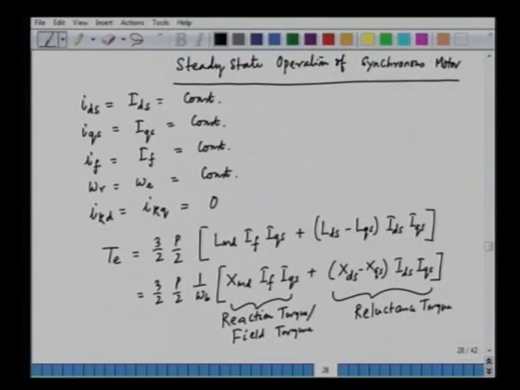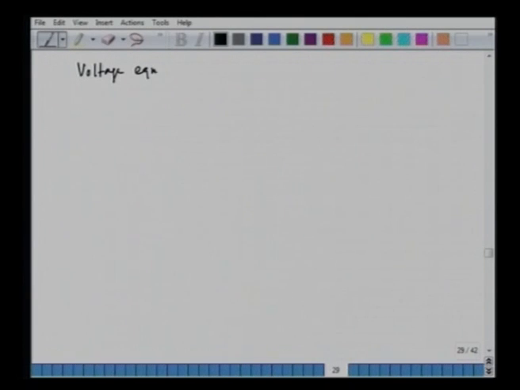In a cylindrical machine, XDS is equal to XQS. Since XDS is the same as XQS, the reluctance torque is equal to 0. So these are the two torques which appear in the steady state in a synchronous machine. Now, having derived the torque equation, we would also like to see the equation for the voltage. The voltage equations are as follows. So we can write down the voltage equations, and these are in the rotor reference frame.